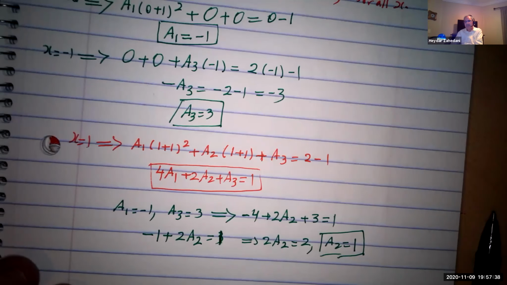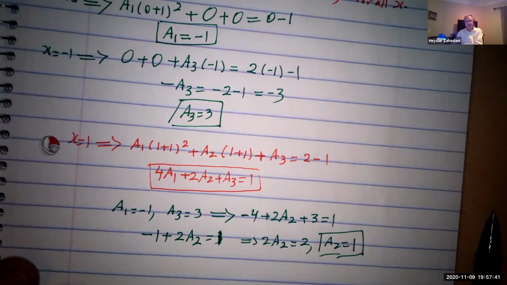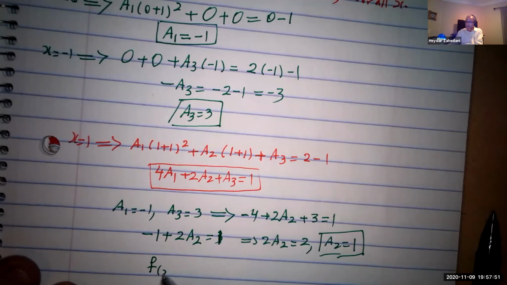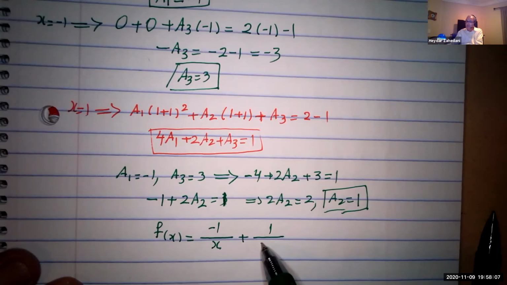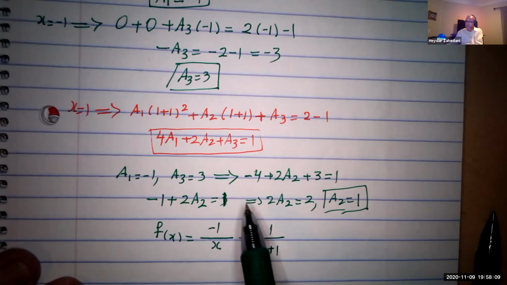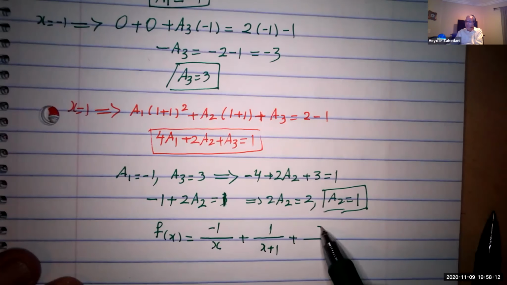Now we go back and give a partial fractions decomposition of the function. Okay, any question? So that would be the final answer. F of x is equal to a1 over x, a1 is negative 1, so negative 1 over x, plus a2 over x plus 1, a2 is 1, plus a3, a3 is 3, over x plus 1 all squared.